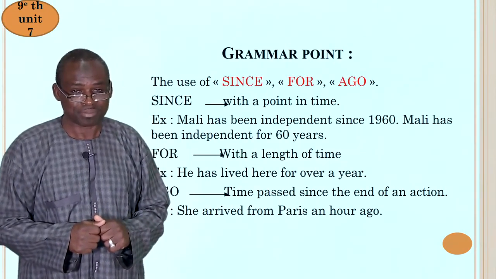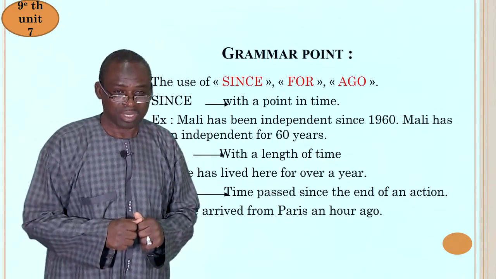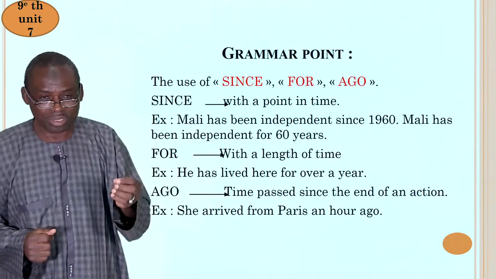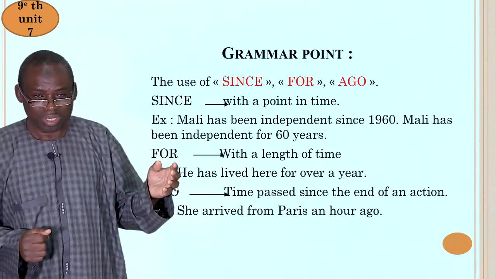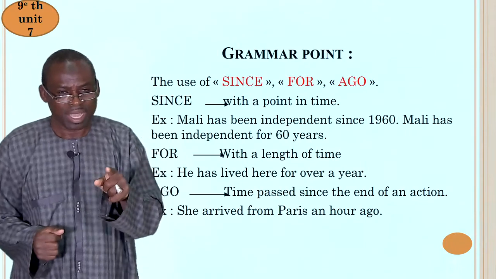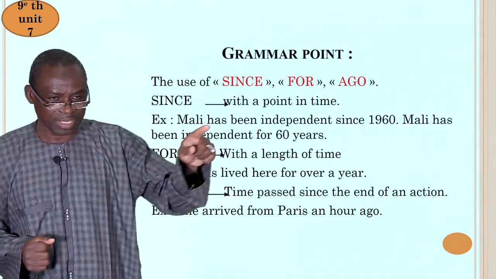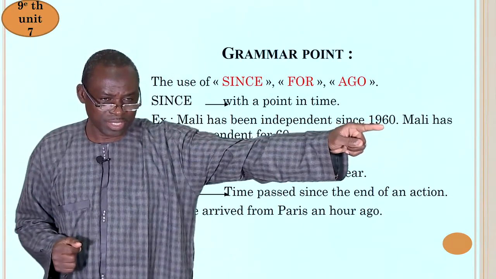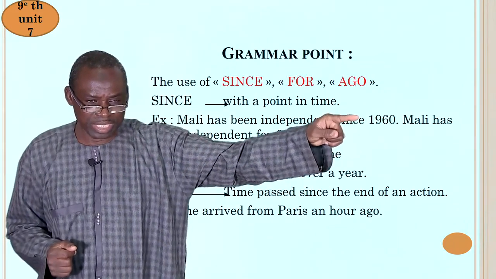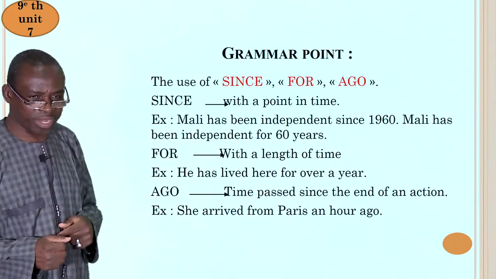Now, since expresses a point in time, it is used with a point in time. For instance, Mali has been independent since 1960. Mali has been independent since 1960. Okay?